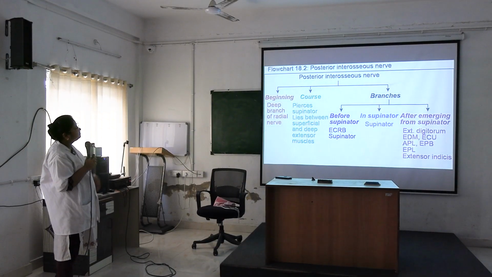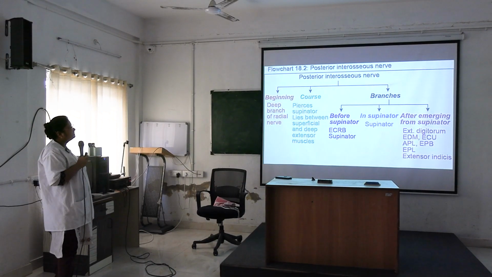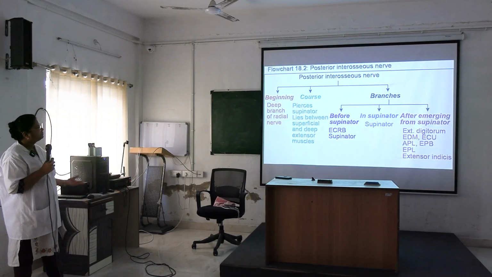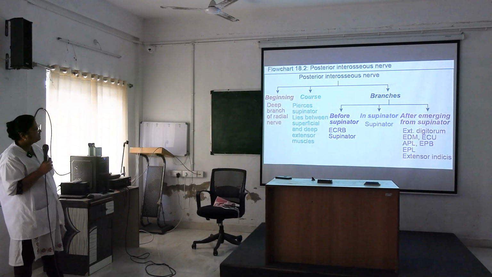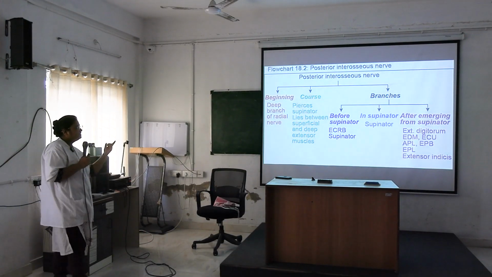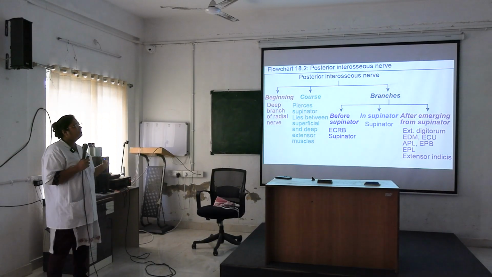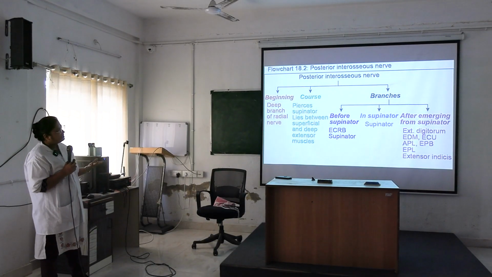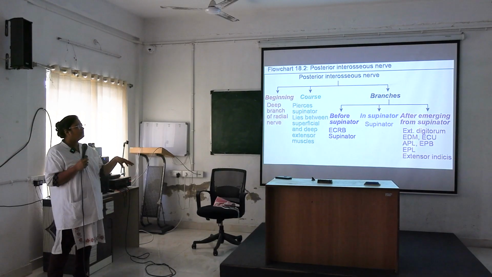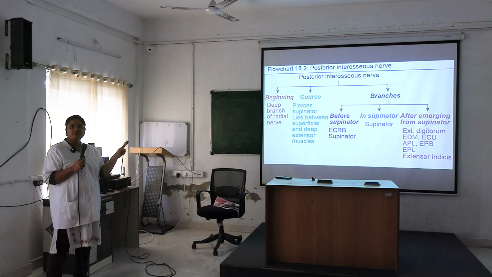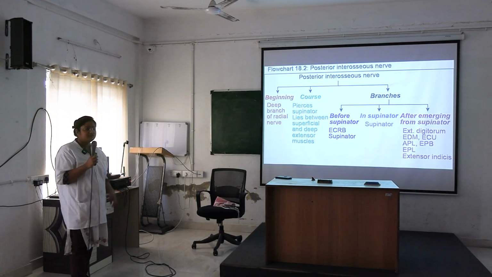So, in summary for the posterior interosseous nerve: the deep branch of radial nerve pierces supinator and lies between the superficial and deep extensor muscles. Before the supinator, it supplies ECRB and supinator. In the supinator, it supplies only the supinator. After emerging from the supinator, it supplies all the rest of the superficial and deep muscles of the posterior compartment.